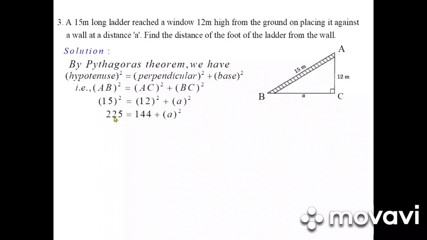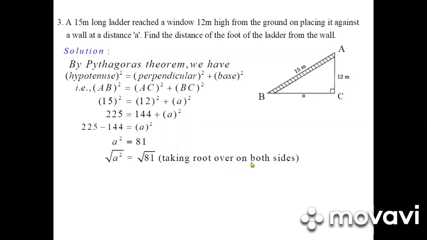15 squared is equal to 225 and 12 squared is 144. So 225 equals 144 plus S squared. Transposing 144 to the other side becomes minus 144. So S squared is 225 minus 144, which is 81.